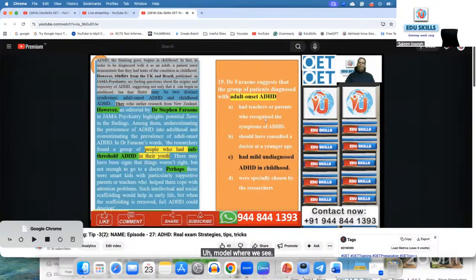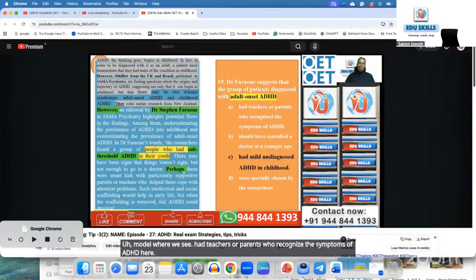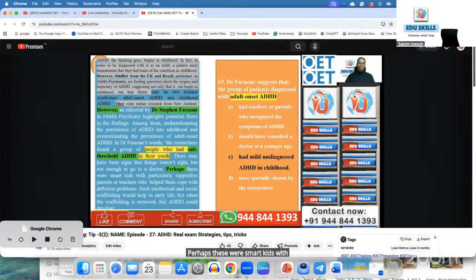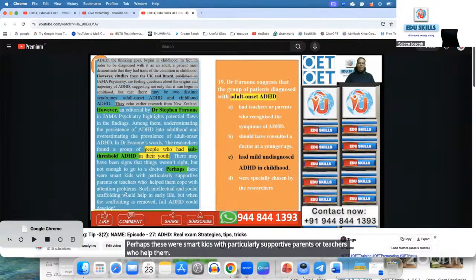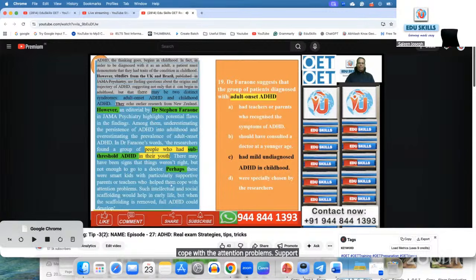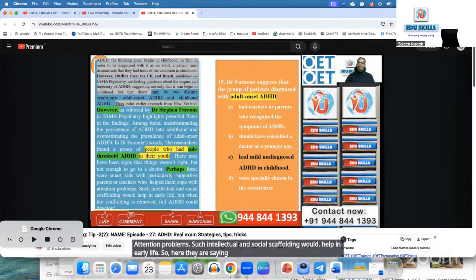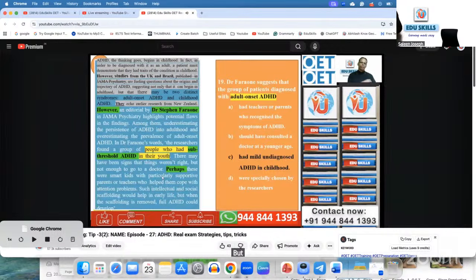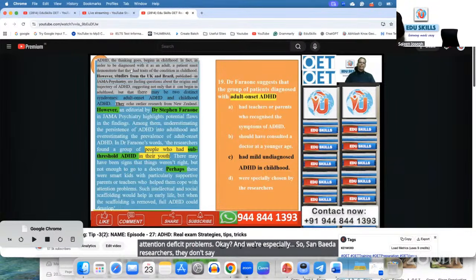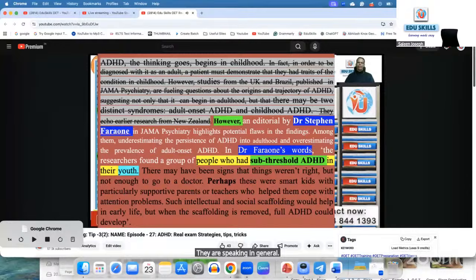Had teachers or parents who recognize the symptoms of ADHD. Here, perhaps these were smart kids with particularly supportive parents or teachers who helped them cope with the attention problems. Supportive parents and teachers who help them cope with the attention problems. Such intellectual and social scaffolding would help in early life. So here they are saying teachers, and they did not have teachers or parents who recognize the symptoms of ADHD. They did not recognize, but they helped them come out of these attention deficit problems. And were specially chosen by the researchers. They don't say anything about being specially chosen by the researchers. These students, they are speaking in general. The student early childhood ADHD.